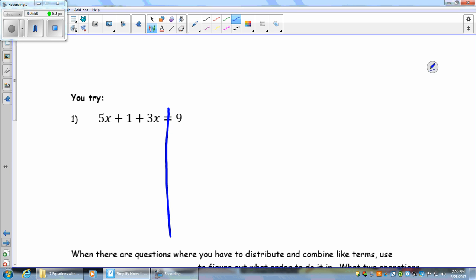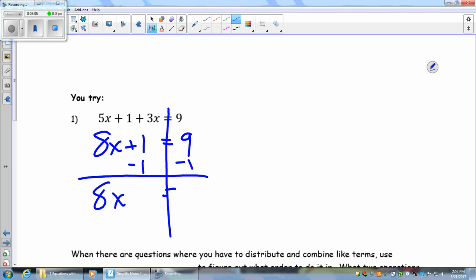All right, hopefully that was enough time. 5x and 3x is 8x plus 1 is 9, minus 1 on both sides, and I end up getting 8x is 8. Divide both sides by 8. And yeah, that's easy. X is 1.